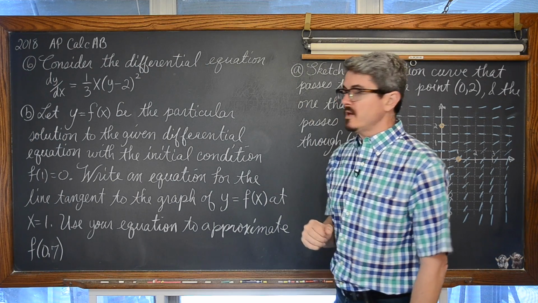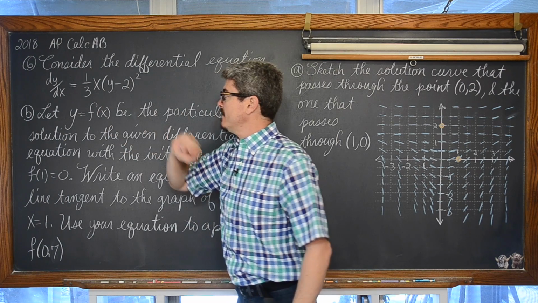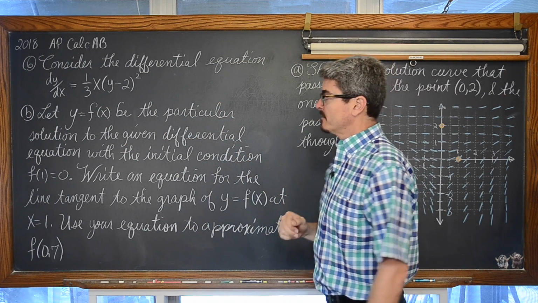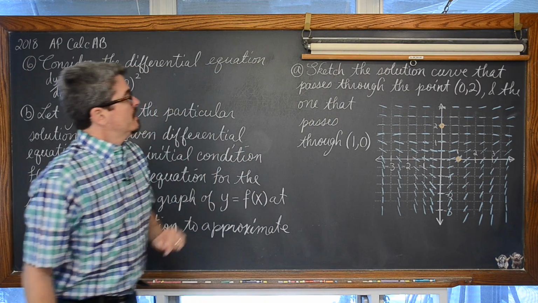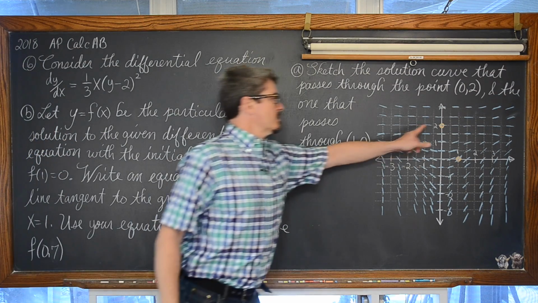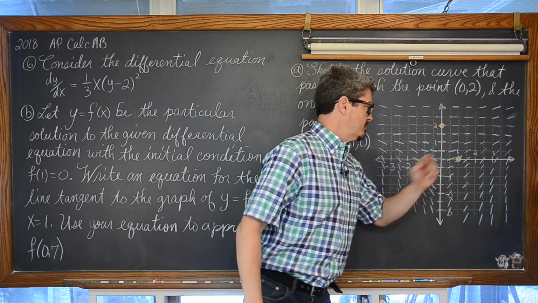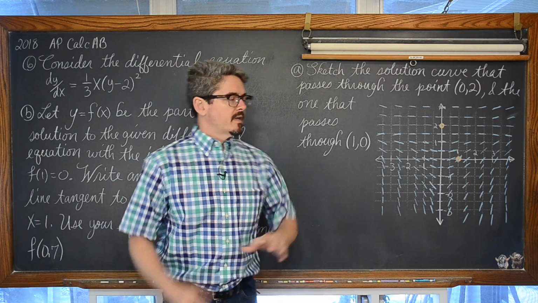Consider the differential equation dy/dx is equal to 1/3 x times (y - 2)^2. Part A says, sketch the solution curve that passes through the point (0, 2) and the one that passes through the point (1, 0). And I've done my best to approximate what that slope field looks like.